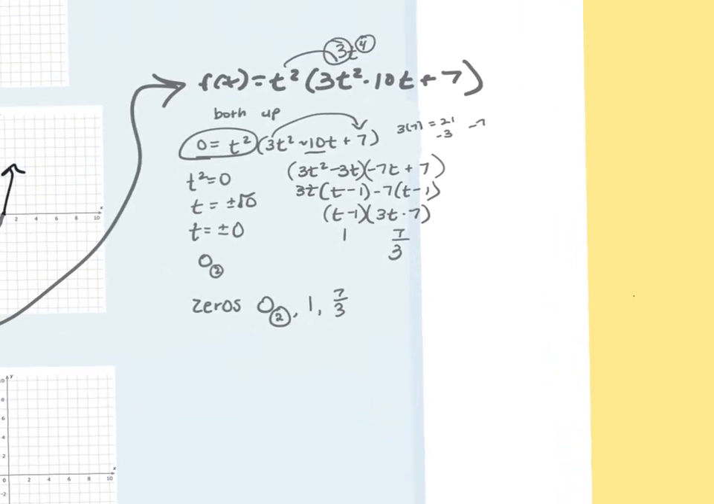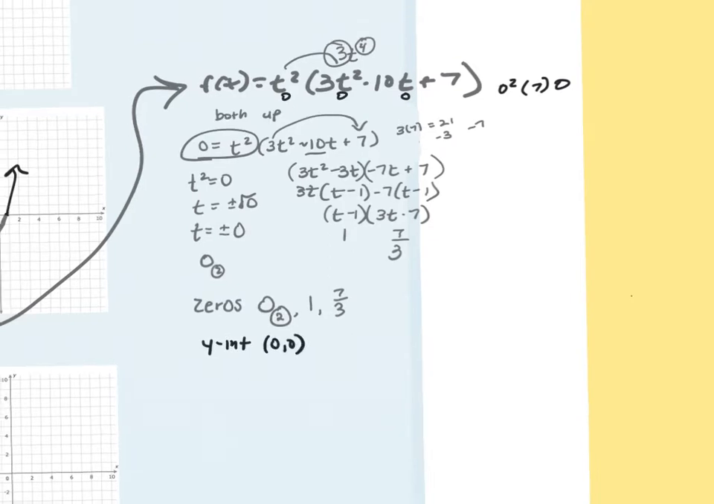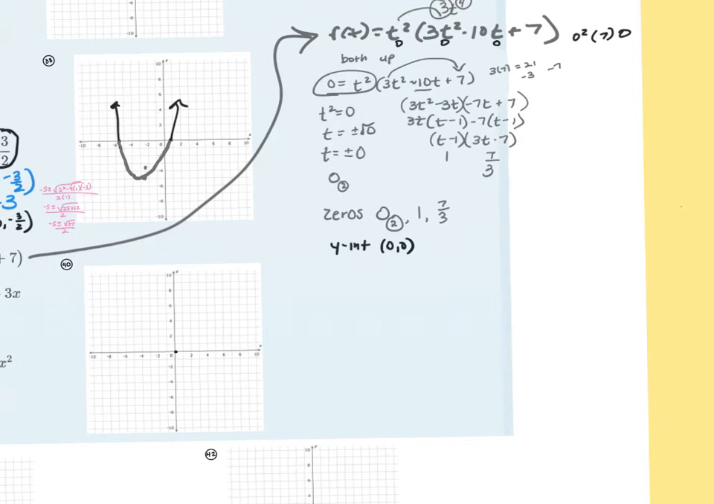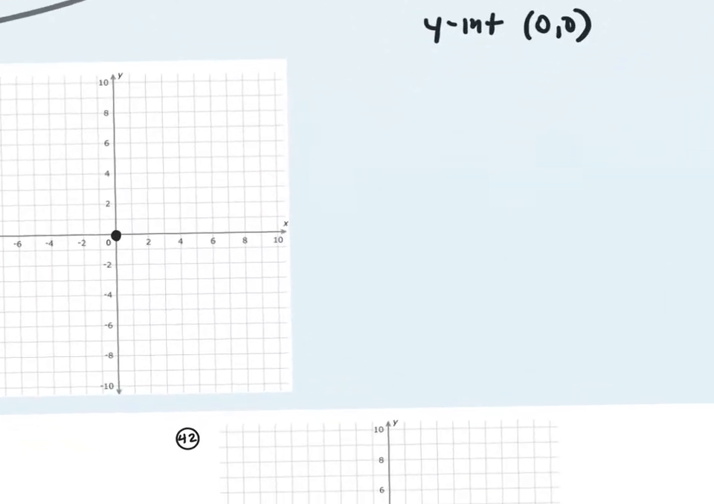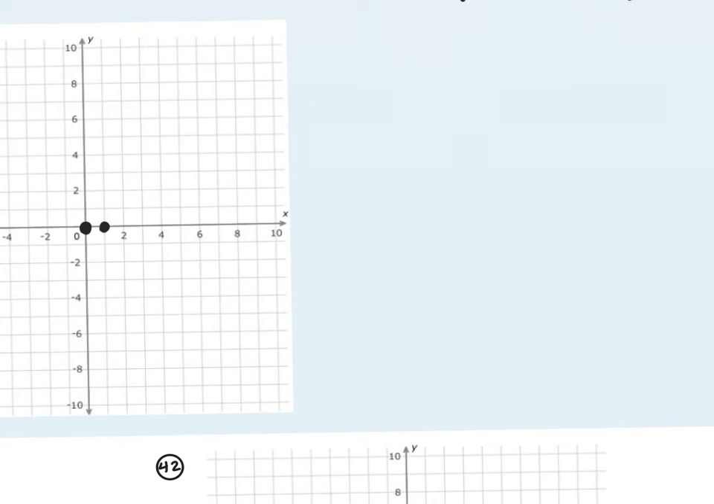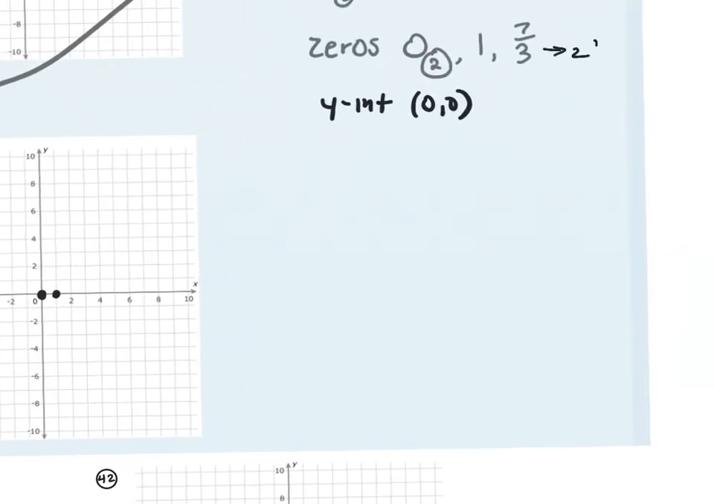My y-intercept, if I plug 0 in, I'd end up with 0 squared times 7, which is 0. So the y-intercept, so go to 40. Y-intercept is 0, 0. That's also one of your zeros. The x is 1, and the last root is 7/3, which is 2 and 1/3.